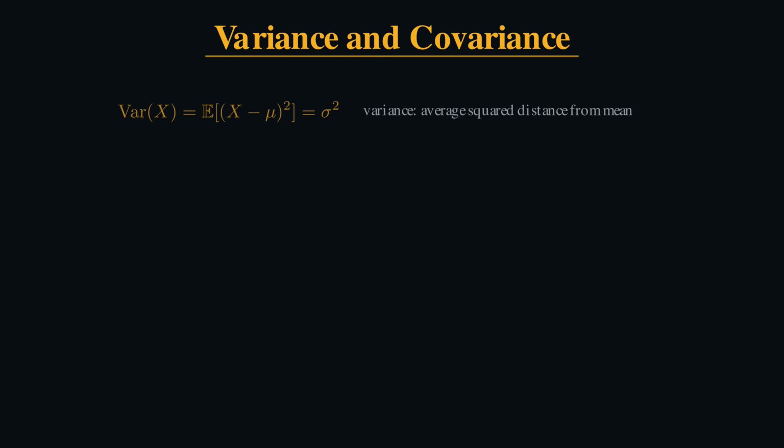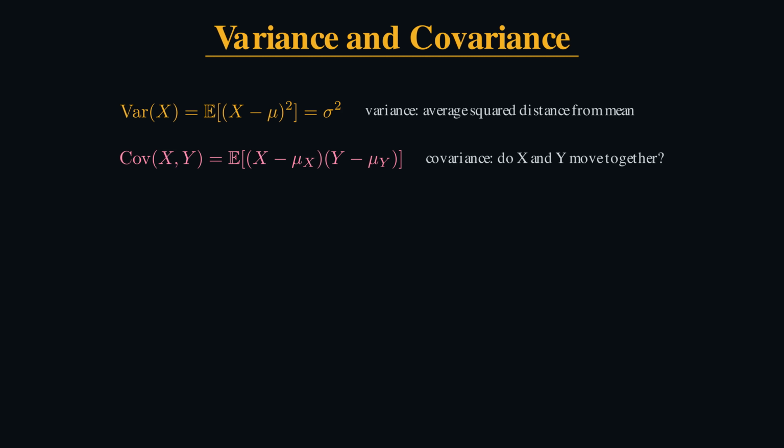Variance measures spread. How far do the values scatter from the mean? It is just the average of the squared distances. Covariance asks a different question. Do two variables move together? If x goes up when y goes up, covariance is positive. If they move opposite ways, it is negative. Zero means they are independent.